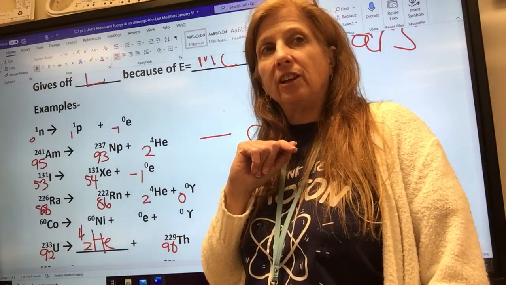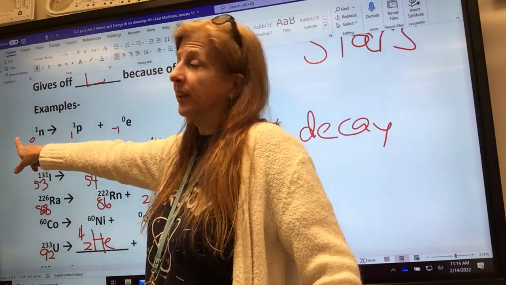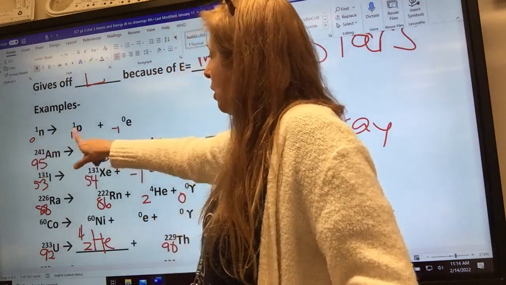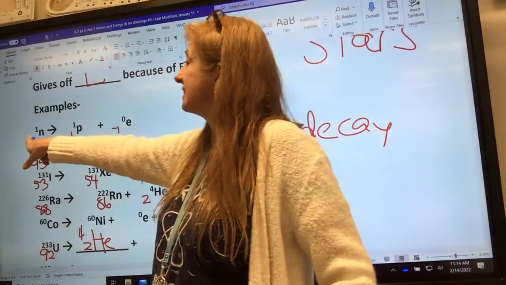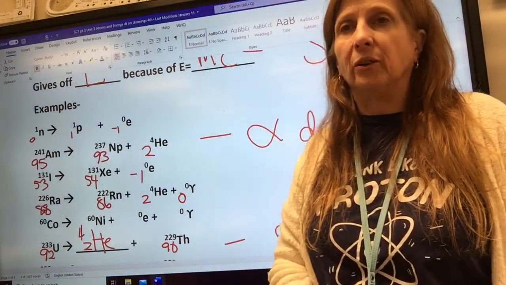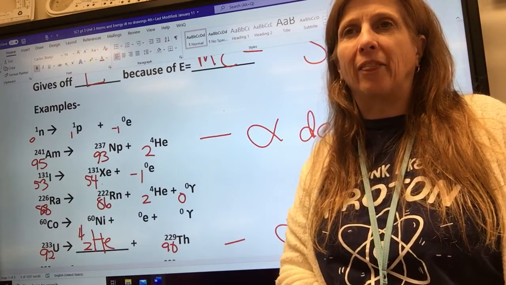Does that make sense to you? Let's look at the bottom. The neutron is 0 on this side, and 1 plus a -1, or 1 minus 1, is 0. The bottom works too. How do we feel? Is this math too hard, or can we do this math?